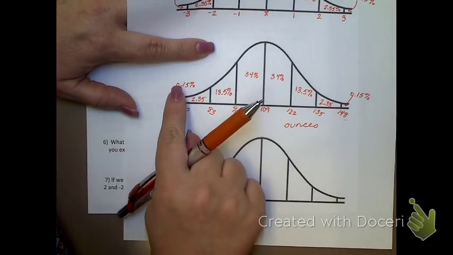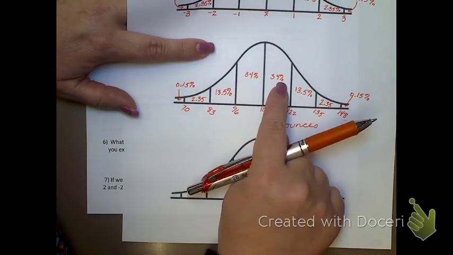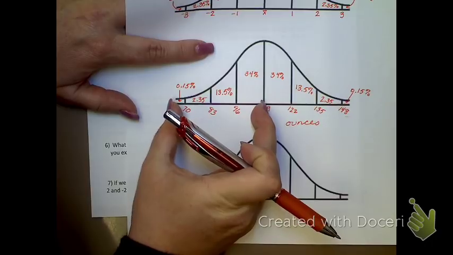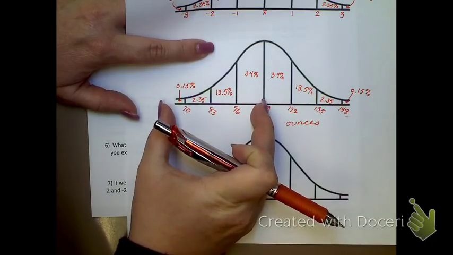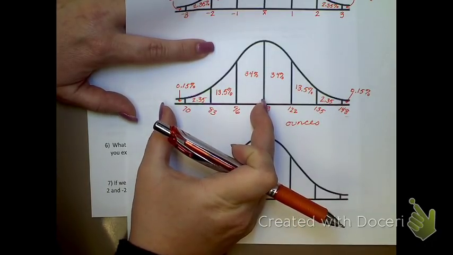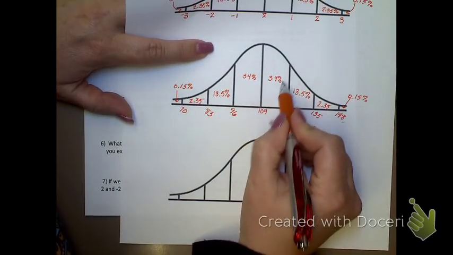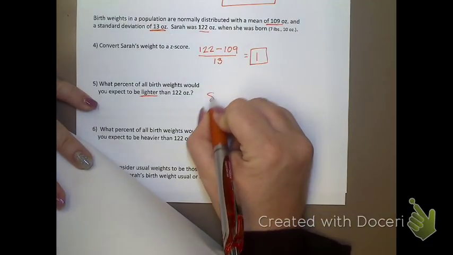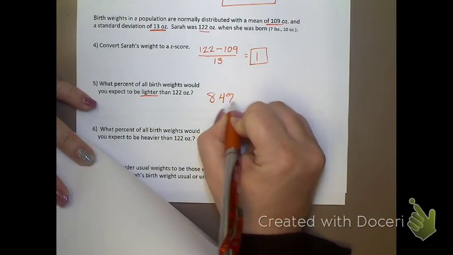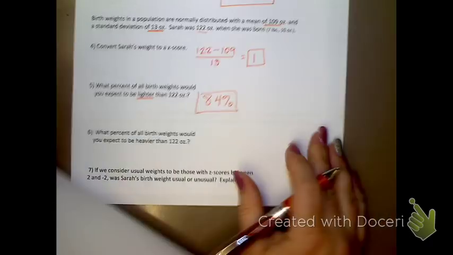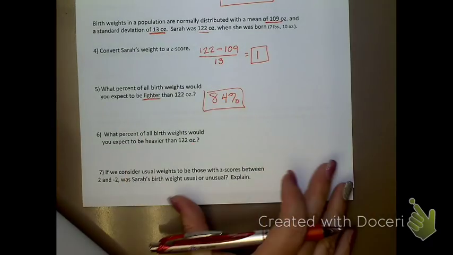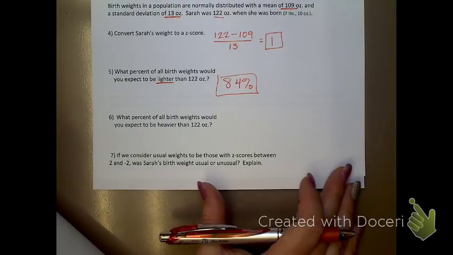Now, if I know a little bit more, I don't need to add those all individually, because the amount from the left side to the mean is going to be 50%. So if I take that 50% and I add this extra 34% to get me up here, that leaves me with 84% is what we would expect to be lighter than 122 ounces.